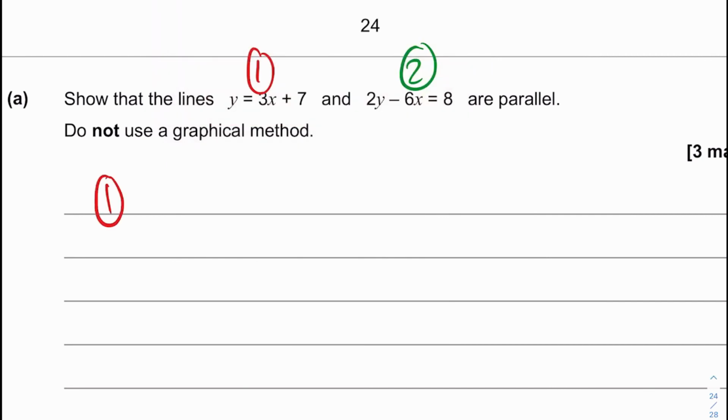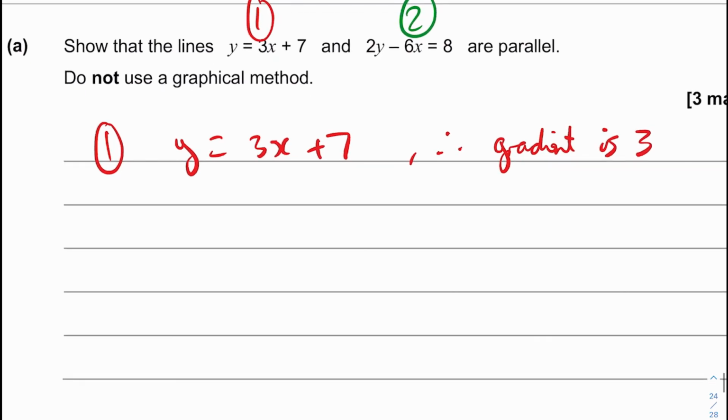So to find the gradient of line 1, we need to get y on its own, which it already is, so we can say that y equals 3x plus 7, so therefore gradient is 3.